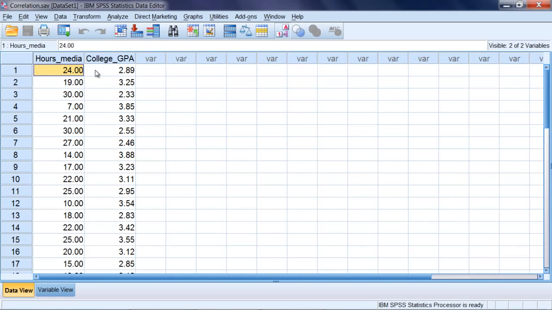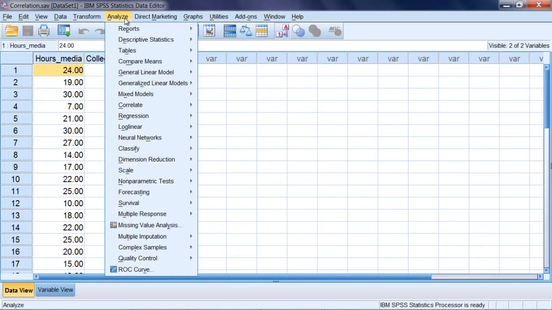But if that was true, high hours of media, low GPA, do you recall what kind of correlation coefficient that would be? Well, if we use the generic variables x and y here, high on x, low on y, so it's an opposite pattern, high on one, low on the other, that, you may recall, is a negative correlation. So it makes sense, at least theoretically speaking, that there could be a negative correlation here. But let's go ahead and run the analysis and see what we find. To run the correlation, we go to Analyze, and then Correlate, and then Bivariate.